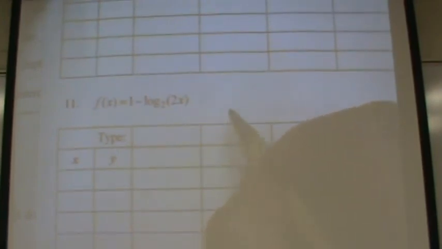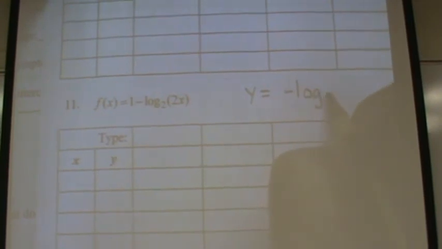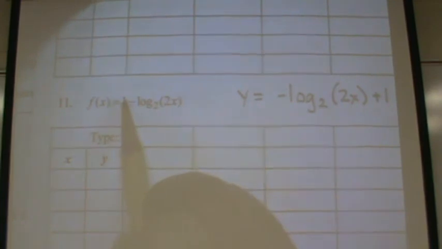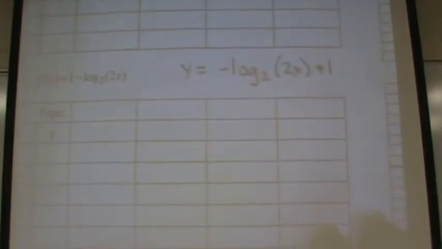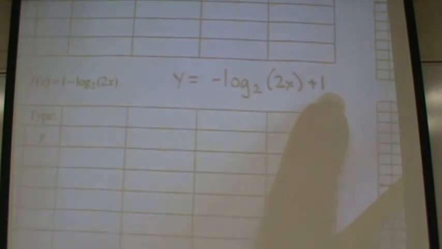And number 11 is one I really wanna pay attention to. This one is kind of written goofy. Can you rewrite this and fix it for me? How does this look rewritten? It'd be -1 times the log base 2 of 2x, and then plus 1. See, this 1 is really at the back. So this is gonna be a horizontal compression by 1/2. It's reflected over the x-axis and it's 1 unit up. Okay?